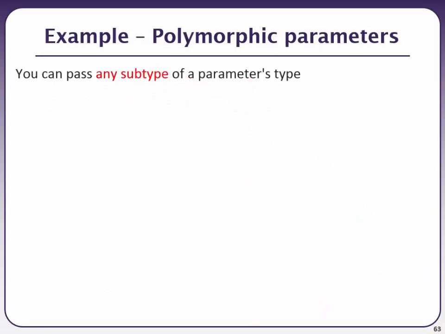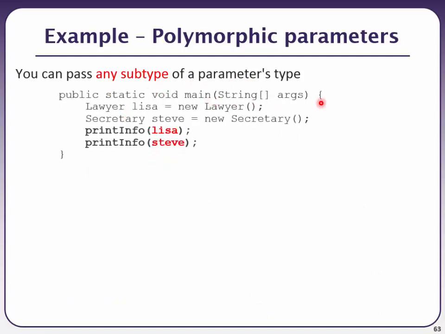Polymorphic parameters. So let's look at the code. Let's say we have a public static void main. We have Lisa, which is a variable meant to hold a reference to an object of class lawyer. And here, there's no polymorphism, okay? Lisa is meant to hold a reference to an object of class lawyer. We create such an object, and we put its reference in Lisa. So nothing fancy going on here. Then we have secretary Steve. So Steve is a variable meant to hold a reference to an object of class secretary. Guess what? We create such an object, we put a reference in Steve. And then we call this method printInfo that we're going to write in a second. And we call it with Lisa, which is a lawyer, and Steve, which is a secretary.